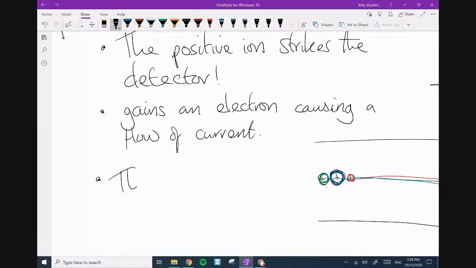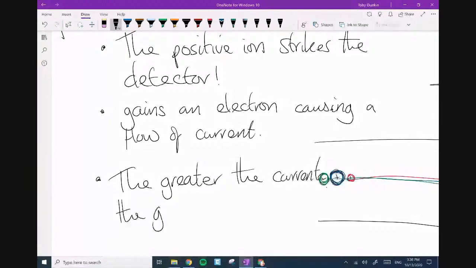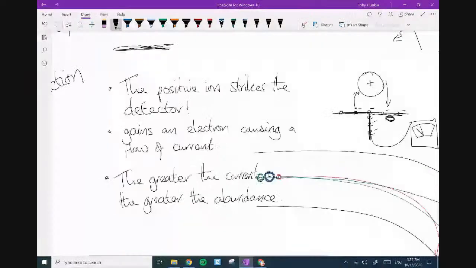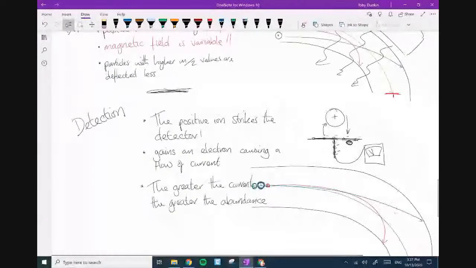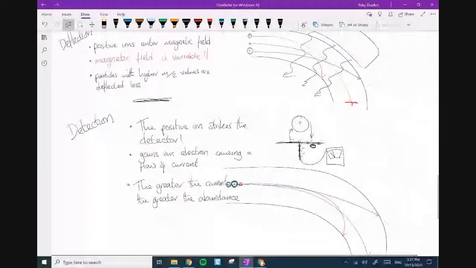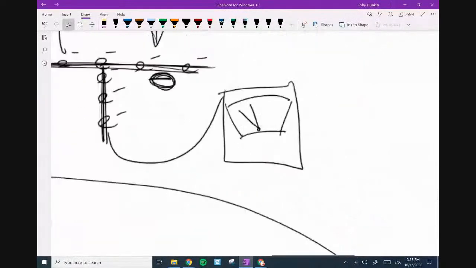The greater the current, the greater the abundance. If you have 100 ions strike the plate, you get a big flow of current. If you get 2 hit the plate, you only get a baby flow of current. An ammeter. Thanks, Louis. It is indeed an ammeter. This is hooked up to an ammeter, checking flow of current.